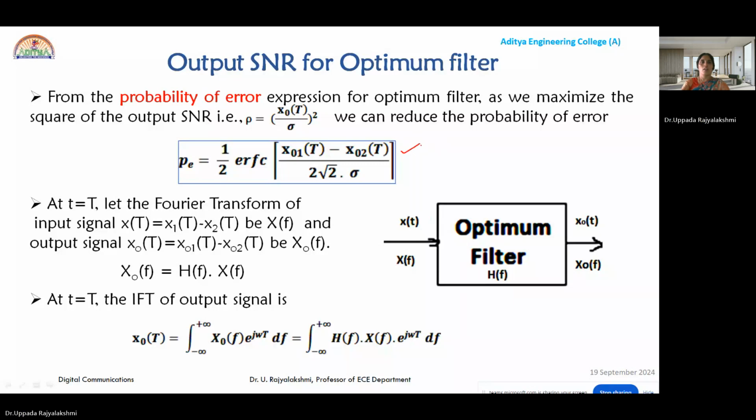Now, in order to reduce the probability of error, you have to maximize the SNR. That is, you have to maximize the square of the output SNR. Let us assume the square of the output SNR as some rho. So you have to maximize this rho max to minimize the probability of error, where rho max is x0(t) whole square by sigma square, where x0(t) is the change in the output signal level, that is, x01(t) minus x02(t).